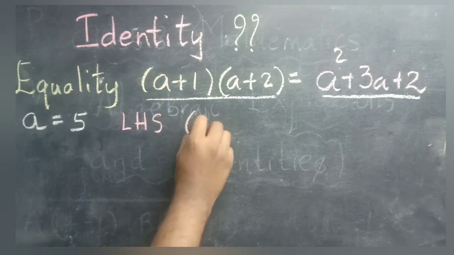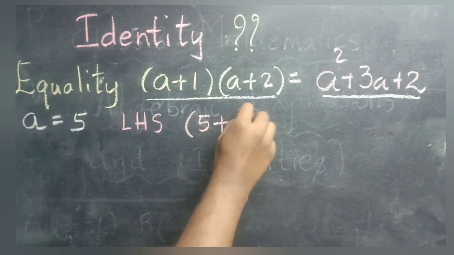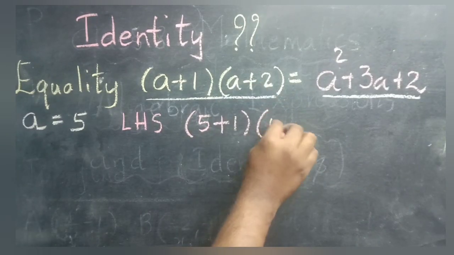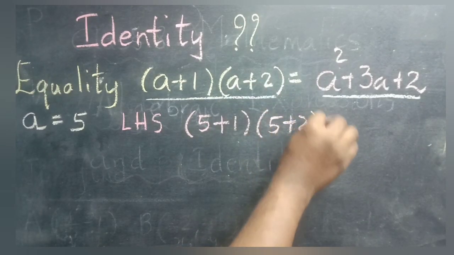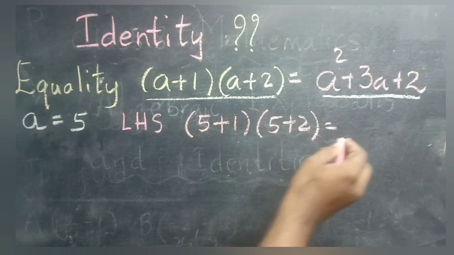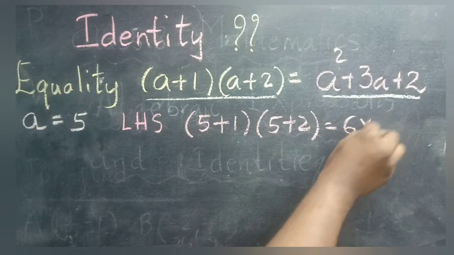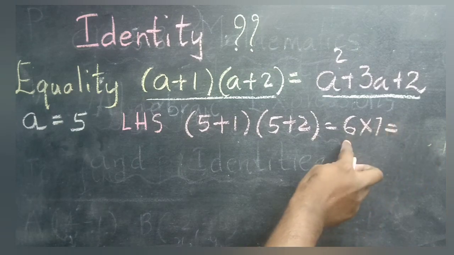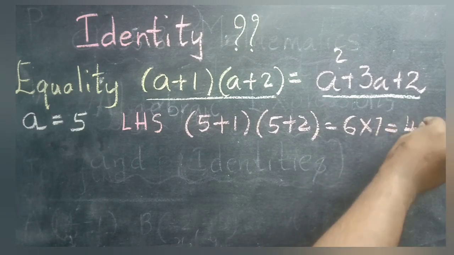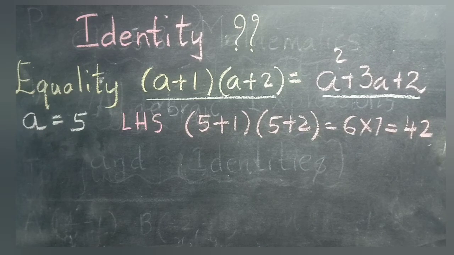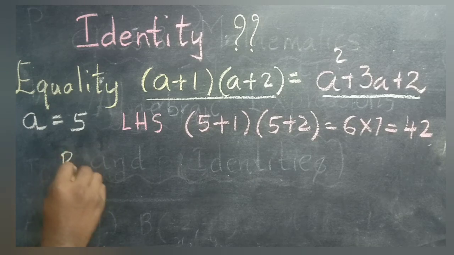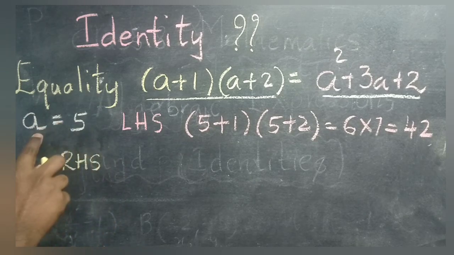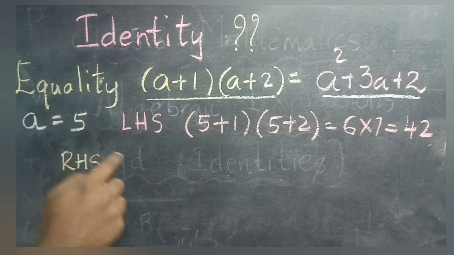What we get is (5 plus 1) into (5 plus 2). 5 plus 1 is 6, into 5 plus 2 is 7. Now 6 sevens are 42. We got the LHS as 42. Now the RHS. In the RHS, substitute the same value, a equals 5.